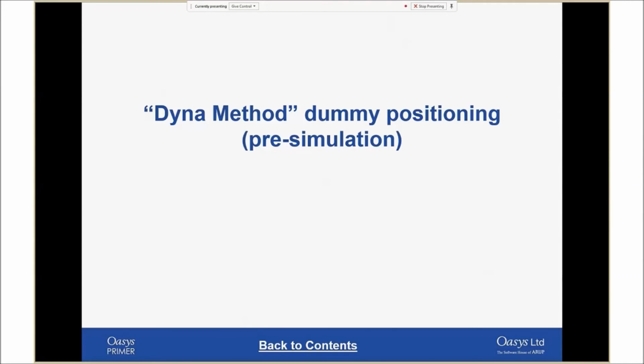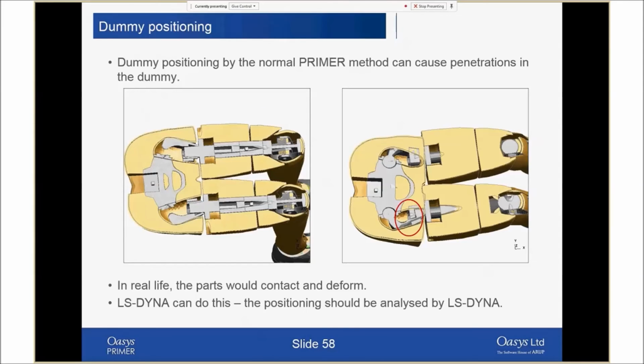Okay, so that's seat squash. I'm just going to move on to another method of positioning a dummy, which is a pre-simulation method called the Dyna method within Primer. The methods we were looking at before for positioning a dummy work in the same way with mechanisms, so all the various assemblies move around as if they are rigid bodies. The issue with that is when you have larger movements of arms and legs and so on, you can end up with initial penetrations.